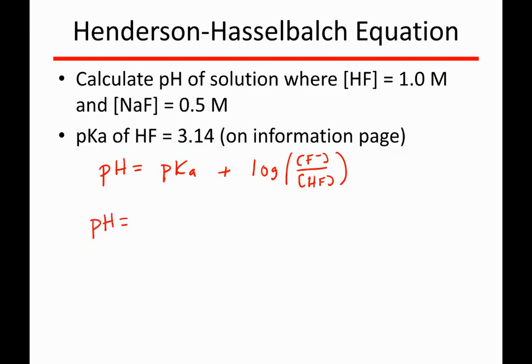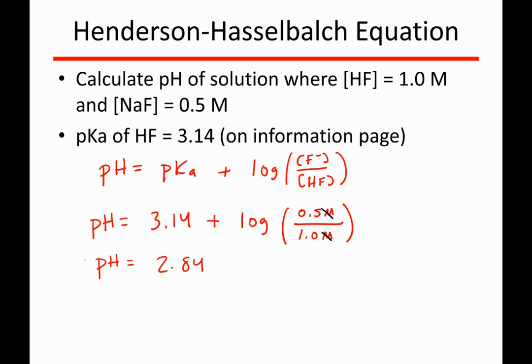So the pH of this solution is the pKa of HF, which we're given as 3.14, plus the log of the concentration of F-, which comes from NaF. NaF breaks up completely in a 1-to-1 mole ratio into Na+ and F-. So the concentration of F- is also 0.5 molar. And the concentration of HF, we're told, is 1 molar. The molarities cancel out. And when you plug this into your calculator, what you end up finding is that the pH of this solution comes out to 2.84. And there we have it.